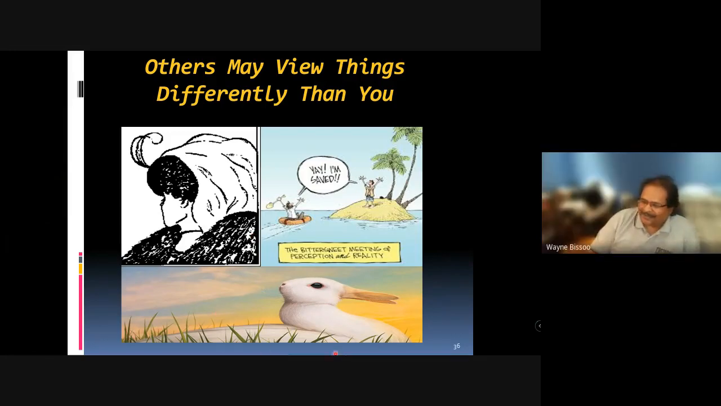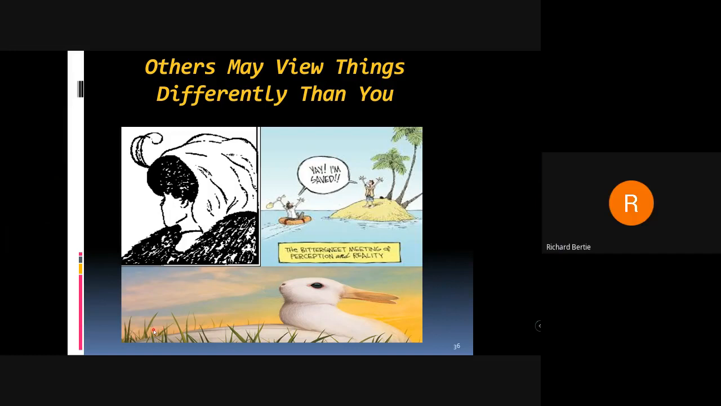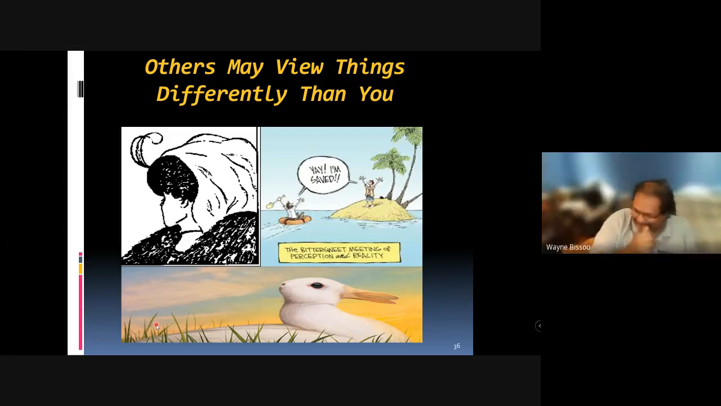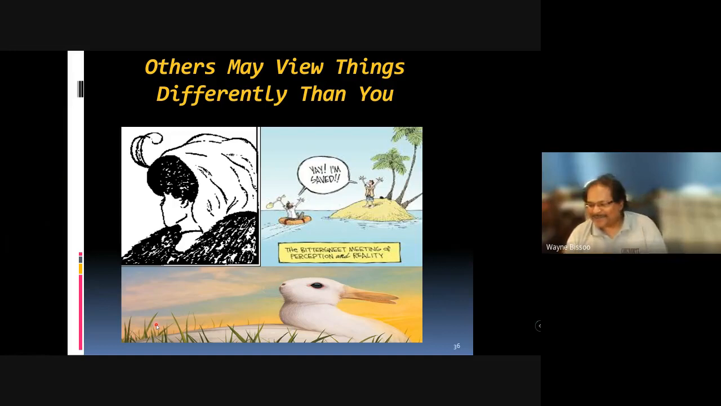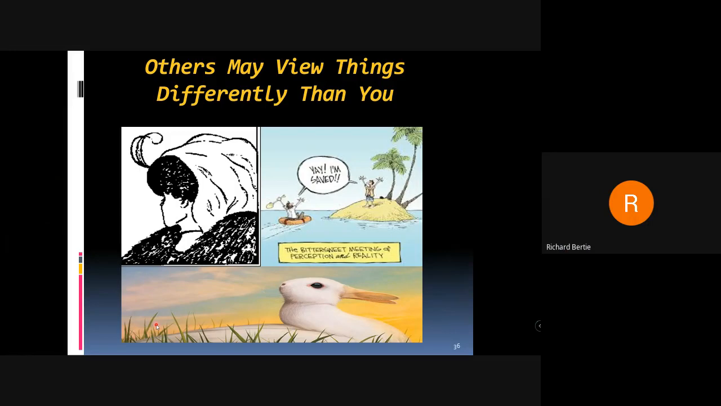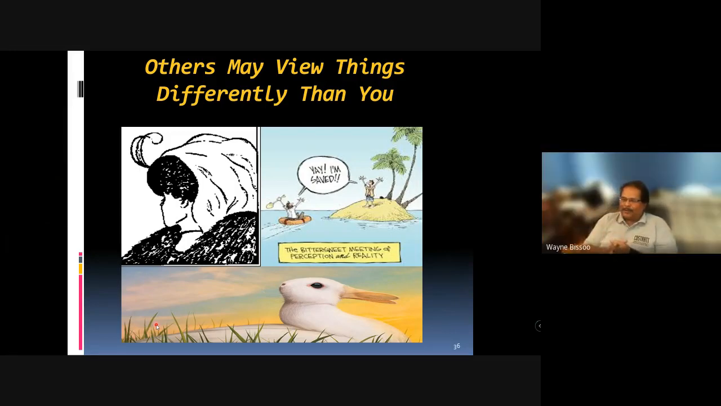What about this one down here? Is this a duck or a rabbit? Both. A duck with a bill. Or is it a rabbit with the ears pointing in the opposite direction? You understand what I'm talking about? So yeah, perception. This is why we talk about perception and understanding why people may see things in one way.